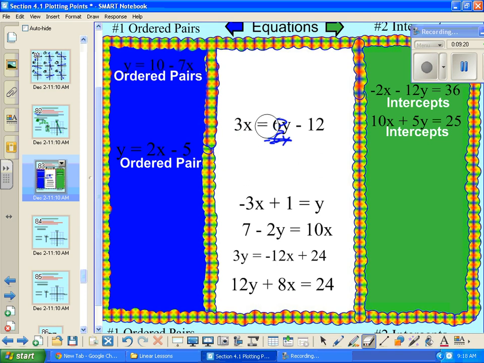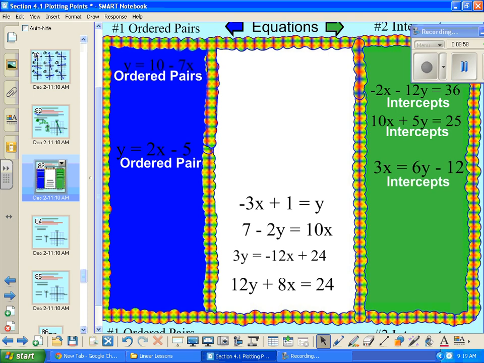I could do ordered pairs method too. I could solve this for y by adding 12 to both sides. I'd have 3x plus 12 on the left side equals 6y on the right side. And then if I divide everything by 6, I would get 1/2 x plus 2 equals y. So I could also solve it for ordered pairs method and get it so y is by itself. So notice, either method would work. Which one I think is easier for this one though? I would say intercepts method because that only took one step to get it ready for intercepts method.